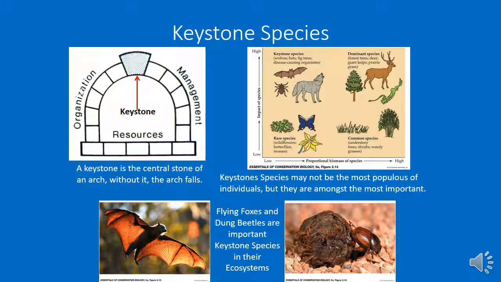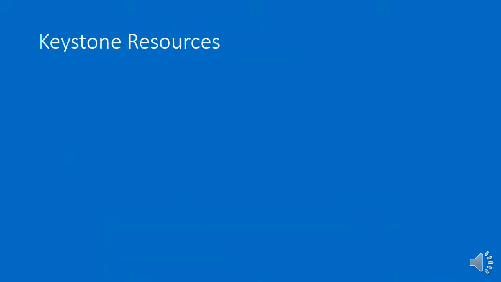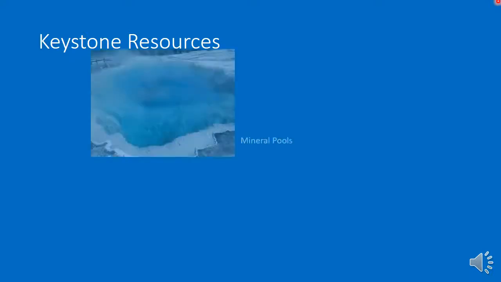Within their ecosystems, these things are both keystone species. You might think it's a bug rolling a ball of poop, that can't be a keystone, but within the scale of where it lives and what it does, it is a keystone species. So just like we have species that are super important and super integral to the ecosystem, we can also have resources like that. And so these we call keystone resources.